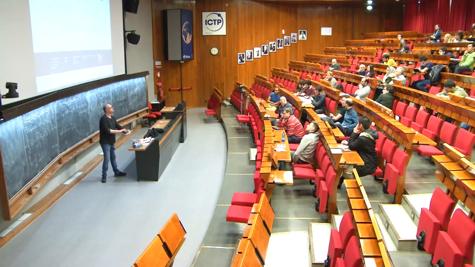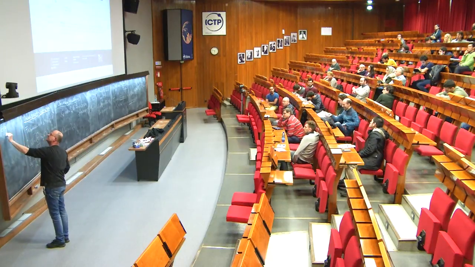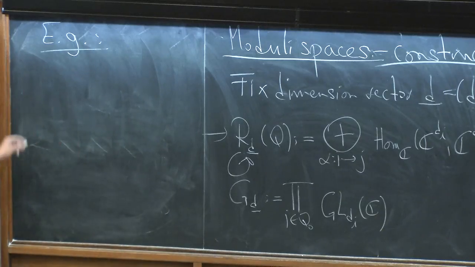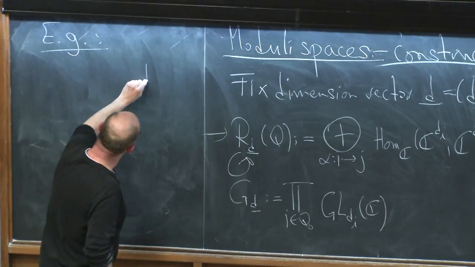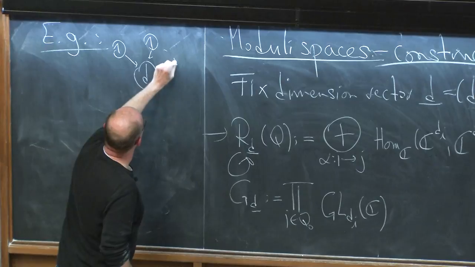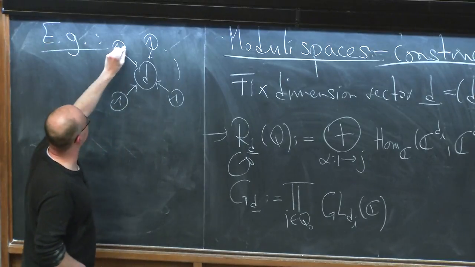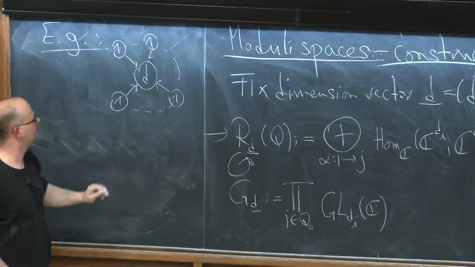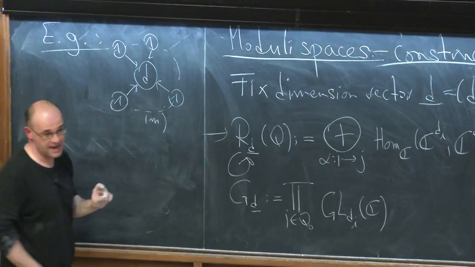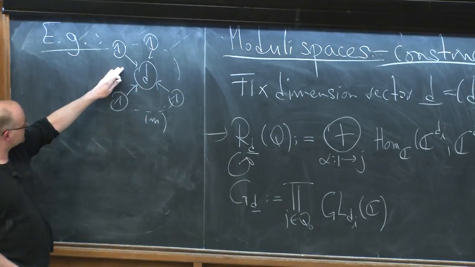So let's work out the following examples. E.g., if you take the following situation, we have seen this before. So you have many, many arrows pointing to a central vertex. And the number of arrows should be m. And the dimension type is this. So what is a quiver representation?